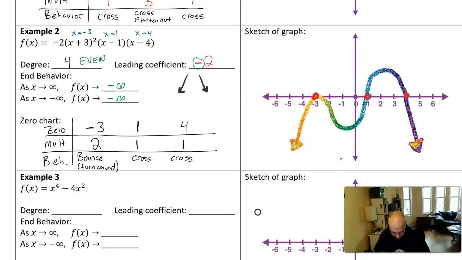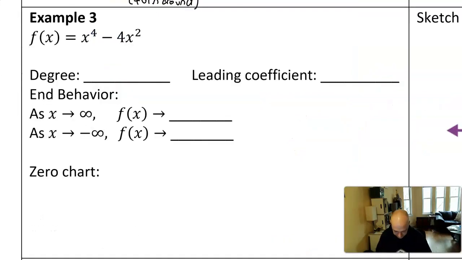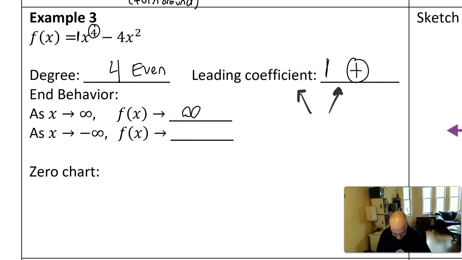Let's go look at example 3. All right, so in example 3, it's now in the standard polynomial form. So we can just look at the degree from the highest exponent term. So that's going to be degree 4, which is even. And the leading coefficient is 1. So that's positive. So the end behavior will be the end behavior of an even positive leading coefficient, which will be up in both directions. So we can write as x approaches infinity, f of x approaches infinity. As x approaches negative infinity, f of x also approaches infinity.